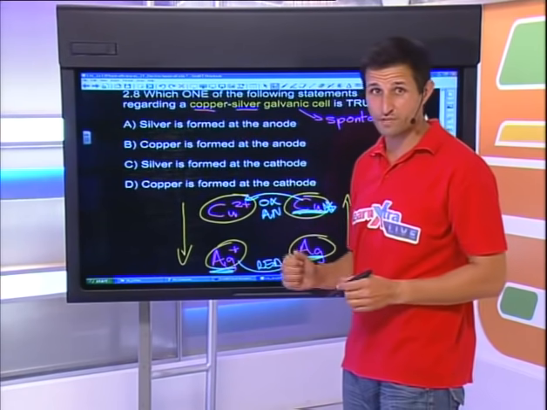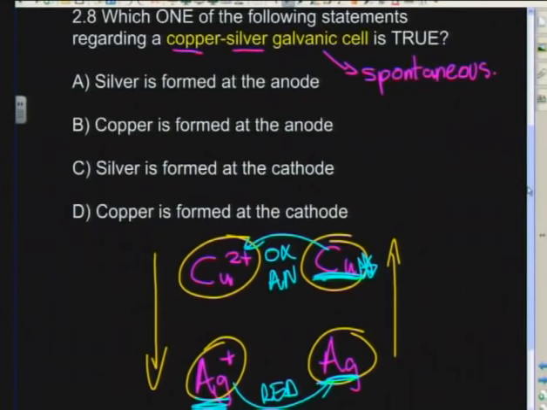Silver is formed at the anode. No, it's not. I'm making copper 2+. Copper is formed at the anode. No, I'm not. I'm using up the copper metal. Silver is formed at the cathode. Is that correct? Absolutely, guys. Let's just check our last answer. What about copper being formed at the cathode? Absolutely not. So what we're going to find is that copper itself is never being formed. We are making copper 2+.